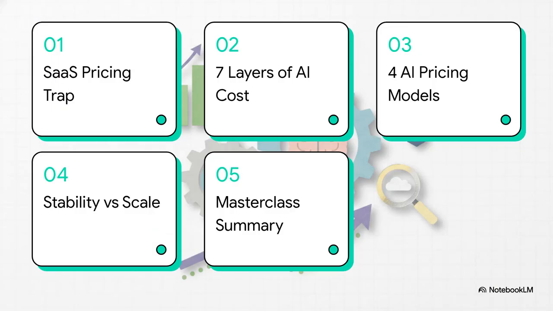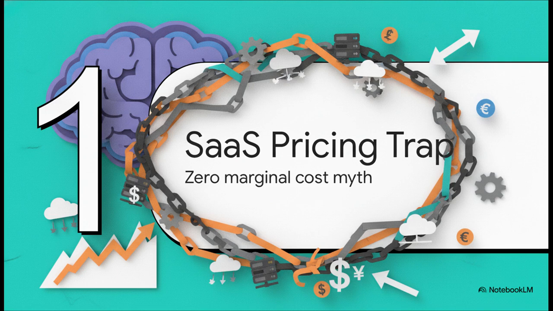Here's the roadmap for our masterclass. We'll start with the SaaS pricing trap, break down the 7 layers of hidden AI costs, explore 4 pricing models that actually work, look at the brutal trade-off between stability and scale, and wrap it all up with a solid summary. All right, part 1, the SaaS pricing trap.